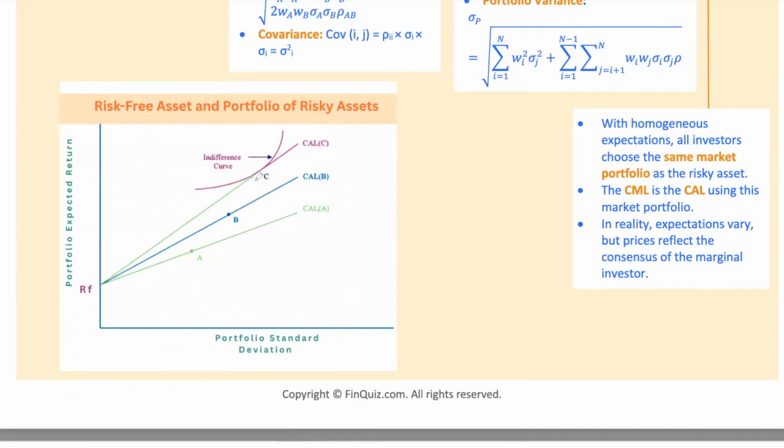And here's a quick exam trap. If two CALs appear on the same graph, the steeper one always dominates. It's more efficient because it offers more return for the same amount of risk. So, yeah, that's the heart of capital market theory. Once we add a risk-free asset, the old curved frontier turns into a straight line, and investors can simply pick any point along that line based on how much risk they're comfortable taking.